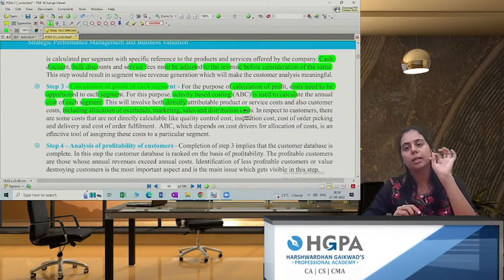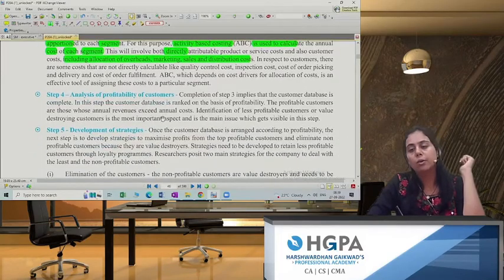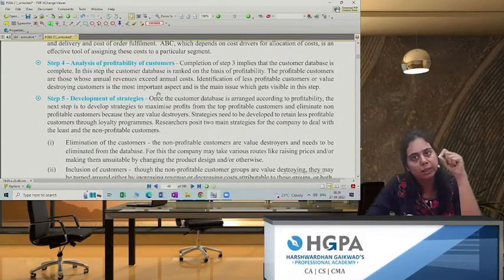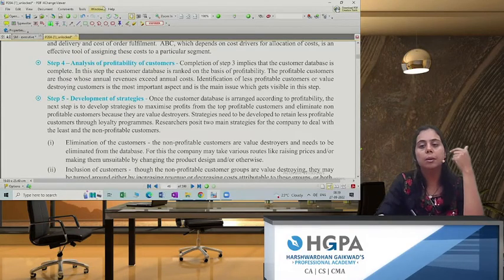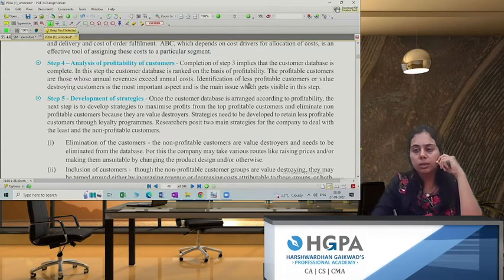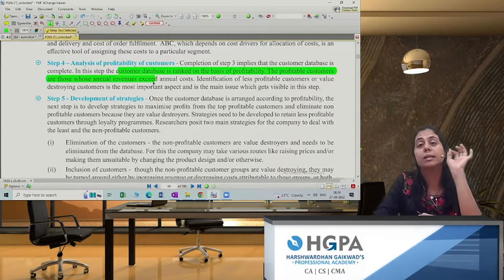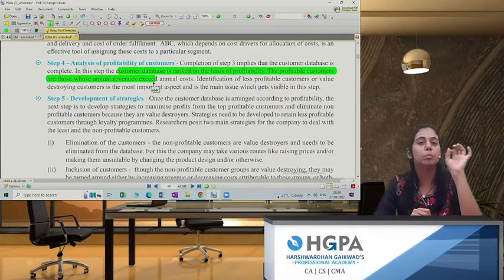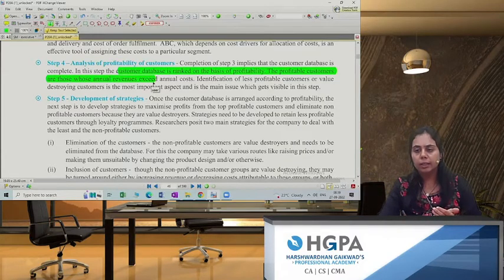So 3 points. Okay, pehla hai segmentation, second is revenue, third point is cost. Now revenue minus cost, that is the point number 3 minus point number 2, we will calculate the profit of the customer. Cool. Now the third step implies that we will complete. In this step the customer's database is ranked on the basis of the profit. On the basis of that, they will be giving ranking 1, ranking 2, ranking 3, ranking 4.